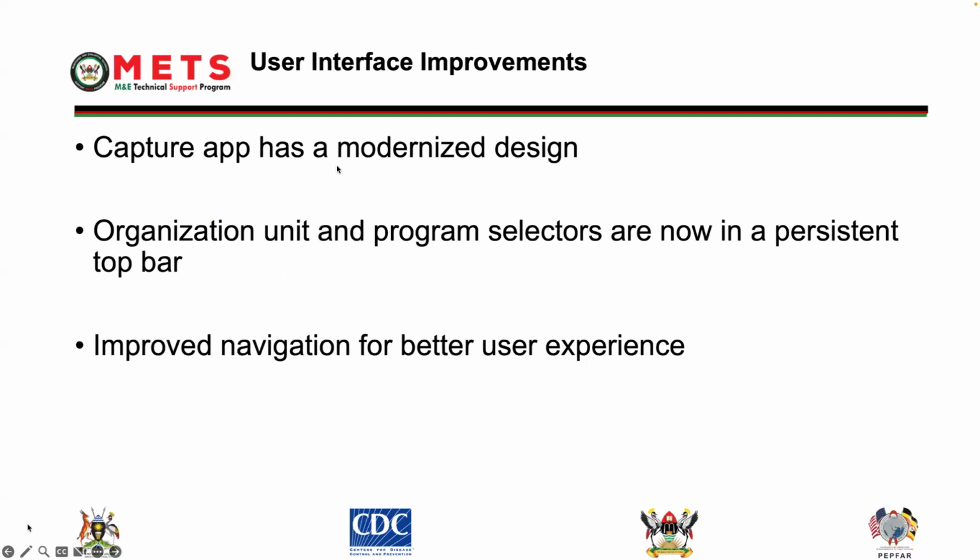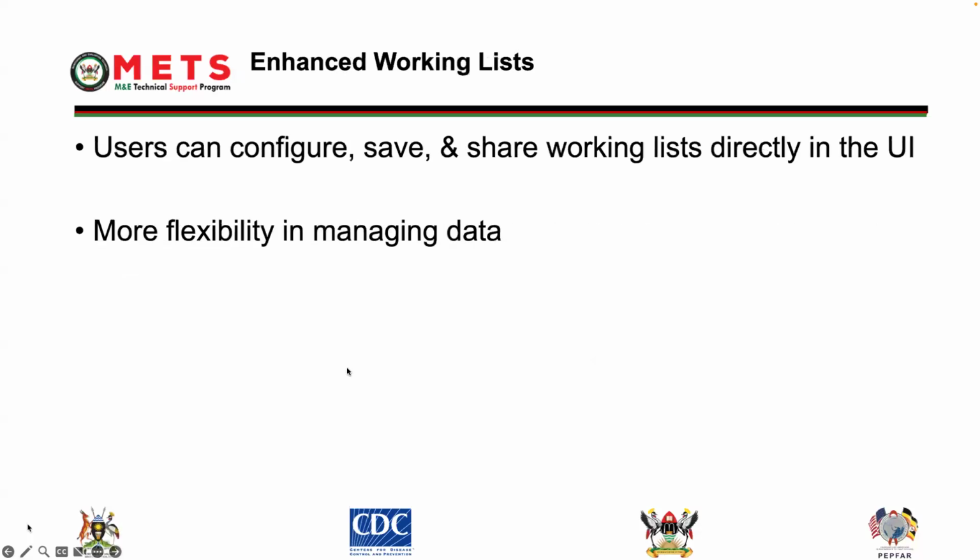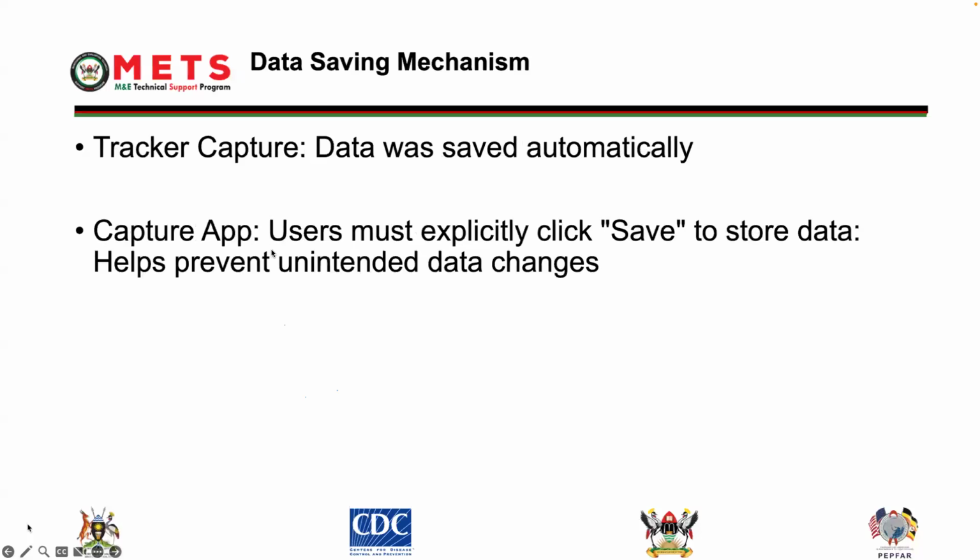The Capture app has a modernized design, as you saw in the first images and as we shall look at during the demo. And as you saw, the org units and the program selectors are now at the top bar. So we have improved navigation for a better user experience. Users can easily configure, save, and share working lists directly within the UI. We shall look at the working lists and their use within the system. So we have more flexibility in managing data, as we shall see as well.